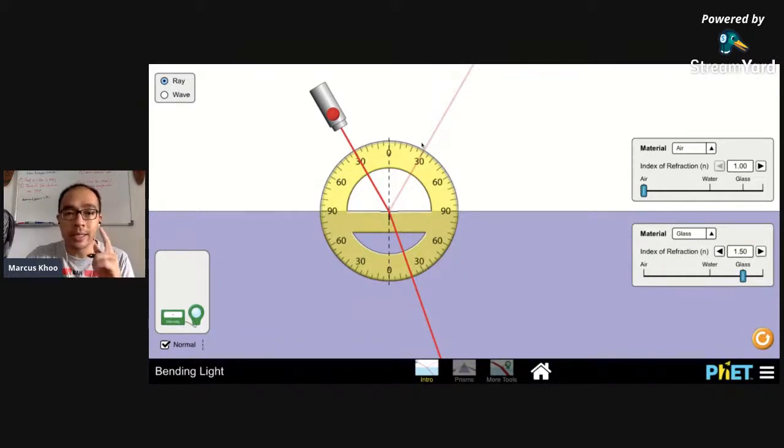Okay, that is because any border, any boundary between two mediums, actually acts as a surface. So yes, most of the light is refracted, but there is some light that is being reflected back over here. So here is the reflection, here is the refraction.